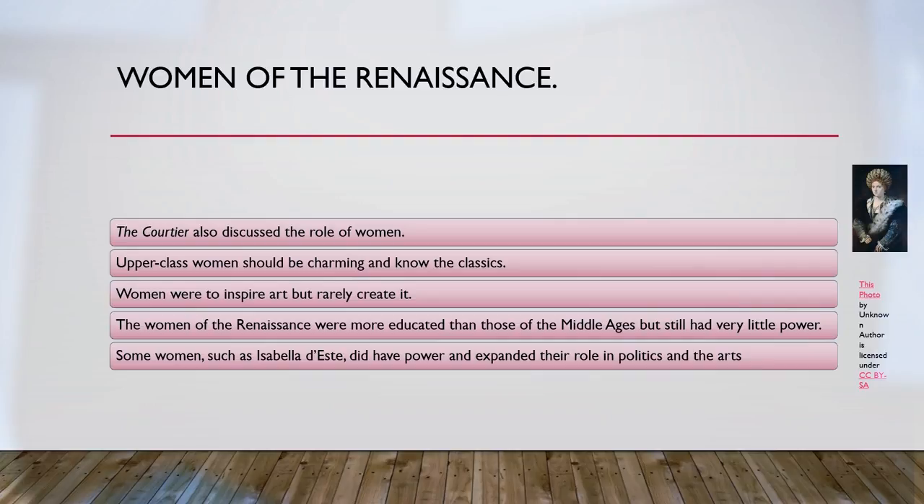So what about the women of the Renaissance? The Courtier also discussed the role of women. So upper class women mainly were supposed to be charming and know the classics. Women were to inspire art, but they were rarely supposed to create it. However, women of the Renaissance were typically more educated than those of the Middle Ages, but still had very little power. But there were some women, like the woman you see there, Isabella d'Este, who did have power and expanded their role in politics and the arts.